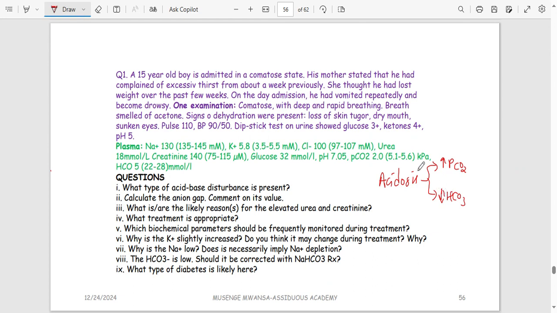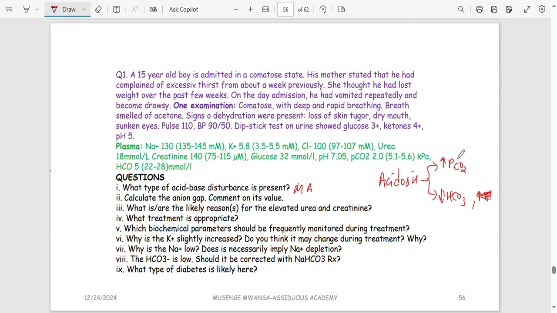then this is metabolic acidosis. We are not looking at hydrogen because hydrogen is normally not given. Otherwise, this is going to correlate. If we have got high hydrogen, that's the same, but hydrogen is not given here. So let's look at bicarbonate and carbon dioxide. Bicarbonate is 5. That is low. So this is telling us that this is a metabolic condition. So this is metabolic acidosis.